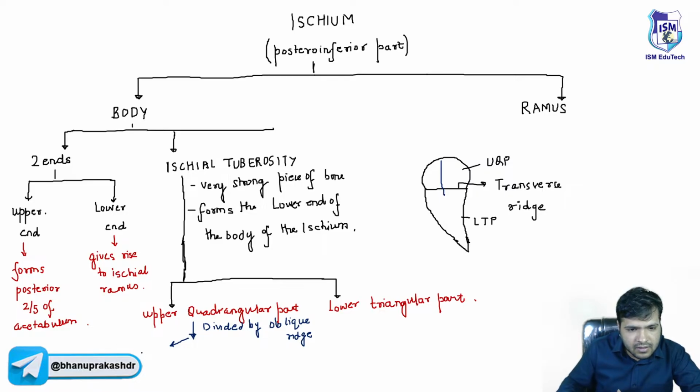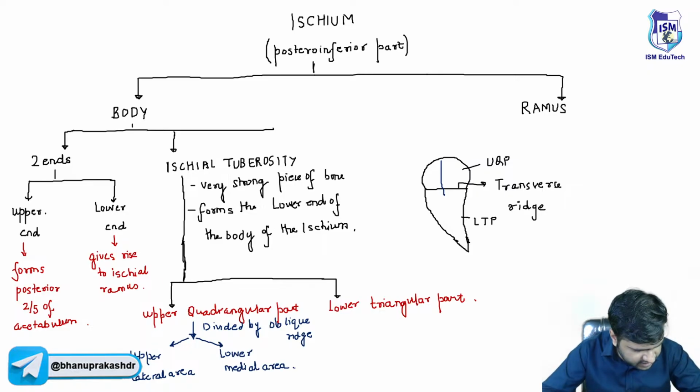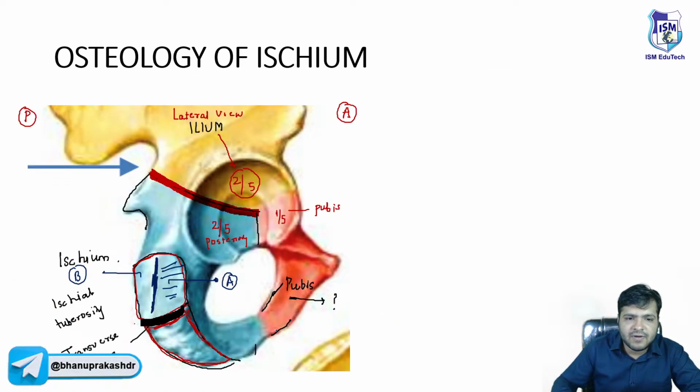We have the upper lateral area, and we have the lower medial area. Okay, you can very well see. Upper means it is slightly towards the upper side, and since it is towards the outside, it is lateral. The lower one is slightly towards the lower side, and it is towards the medial part, so it is the lower medial area.